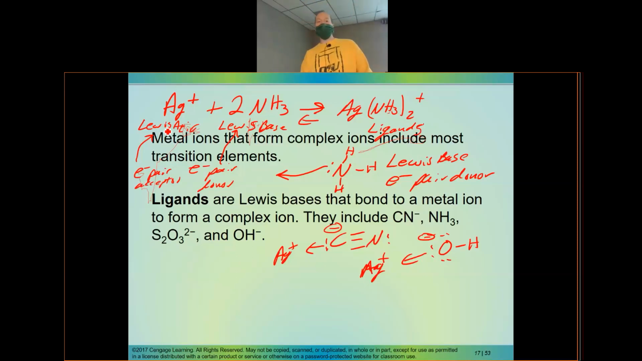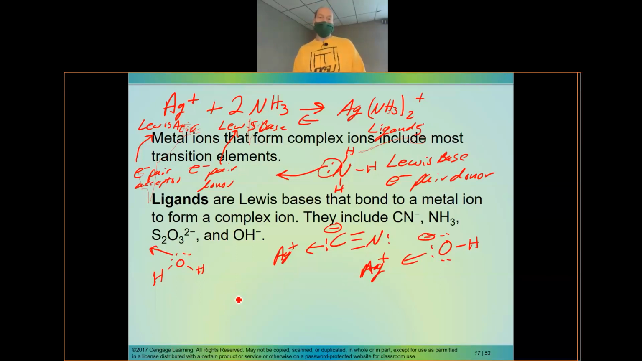Your metal is always going to be the Lewis acid. It is going to accept the electron pair from the base. Now, in order to be a Lewis base, again, you have to have an electron pair. Water would be another possible ligand because of the bent shape of water, and you have your two electron pairs. So as long as you have an electron pair, you can be a Lewis base.